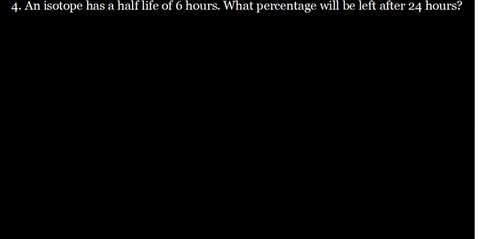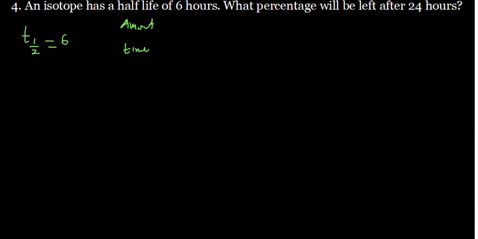Okay, let's consider the last question here. An isotope has a half-life of 6 hours. So the half-life given to us is 6 hours. And then they've just said what percentage will be left after 24 hours. Nothing else. So you can also use the same method that we used. Let's say we have the amount here, and then we have the time. Now, do we know the initial amount?